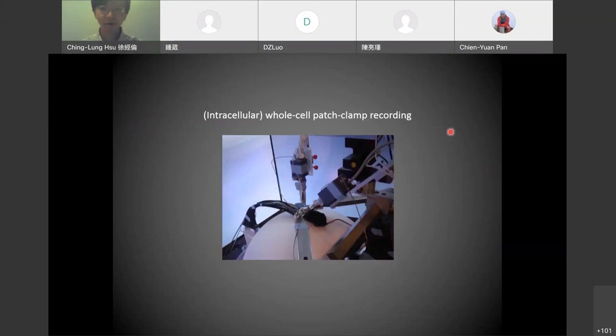So this is a hippocampus-dependent behavior. And once the animal learns to comfortably run on this treadmill and do the task, then we can place the tiny glass electrode, the patch clamp electrode, into the dorsal hippocampal CA1 region to patch the pyramidal cell and record the input and output relationship from the cells.